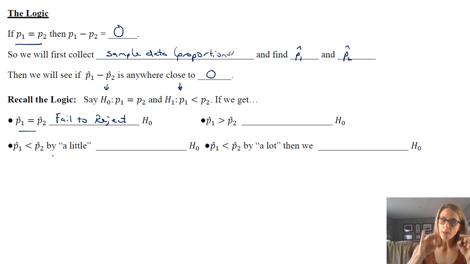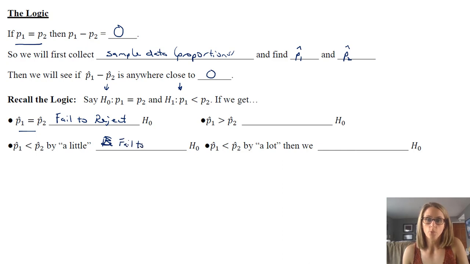If P1 hat is only a little bit less than P2 hat, and again, little is subjective, it's based on things like alpha, how strong your data is, it may not be enough to support. So fail to reject. So notice these are still the same decisions. These decisions are no different than chapter 8.